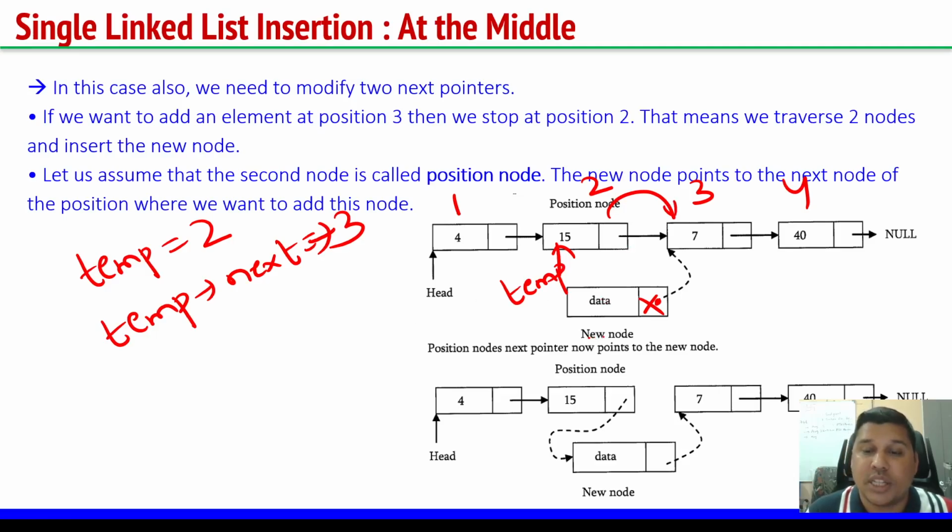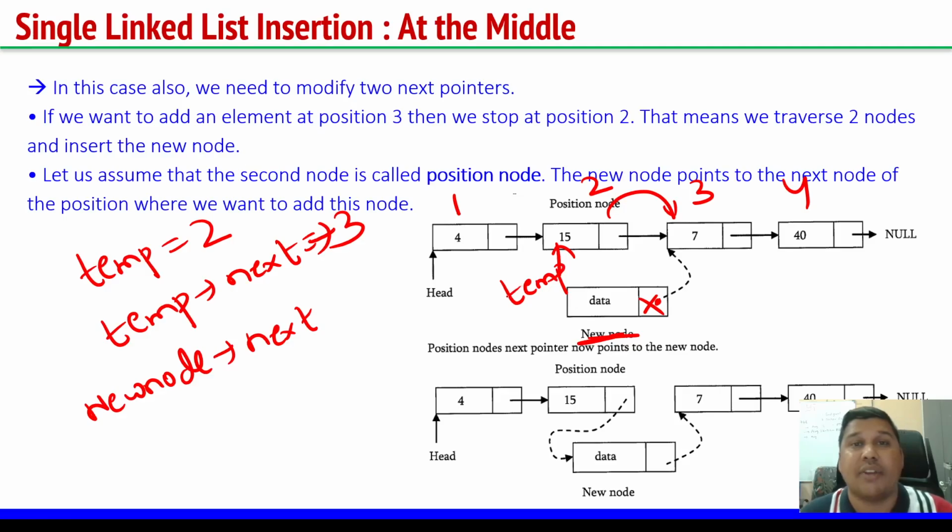So this is my new node. What is the current value of new node's next? It is null now. Which variable should I point it to? I should point to 3.